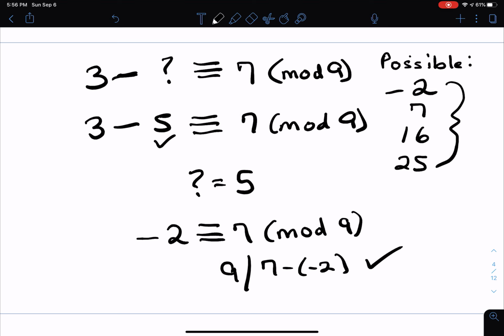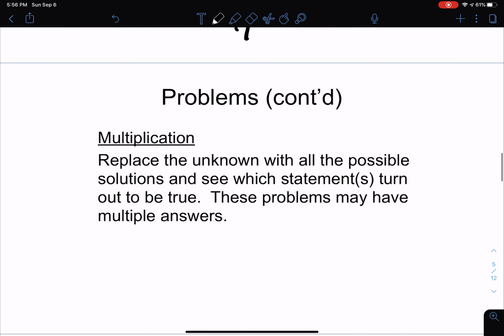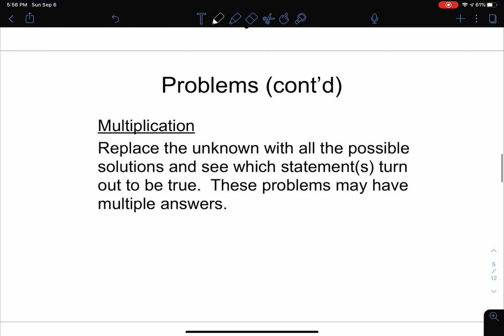I know that one can take a minute to digest, but there you go for some addition and subtraction. Now multiplication, you're going to have to do a little extra work. Sometimes you're going to get more than one answer depending on how the question's being posed. You might have to replace the unknown with all possible solutions and see which ones turn out to be true. So they might have some multiple results.